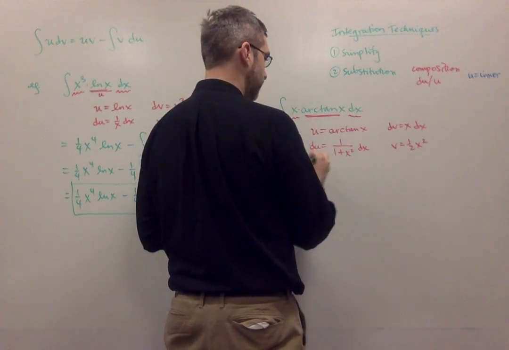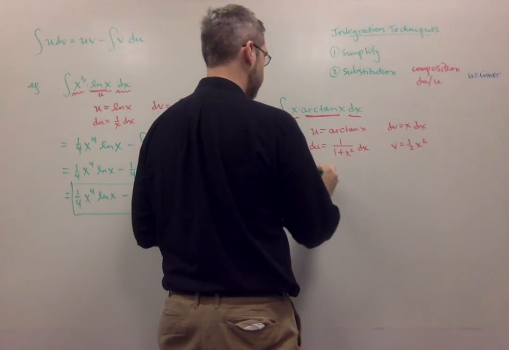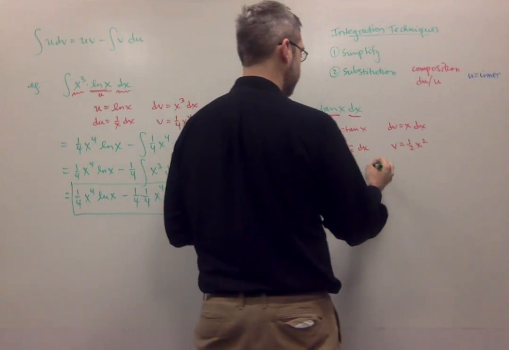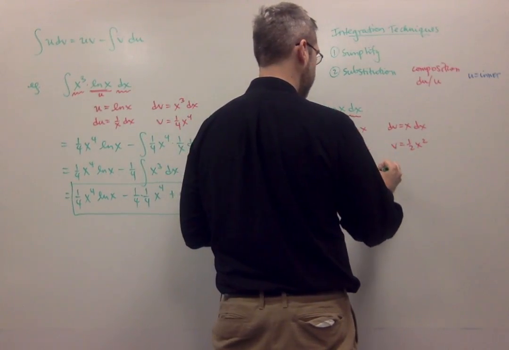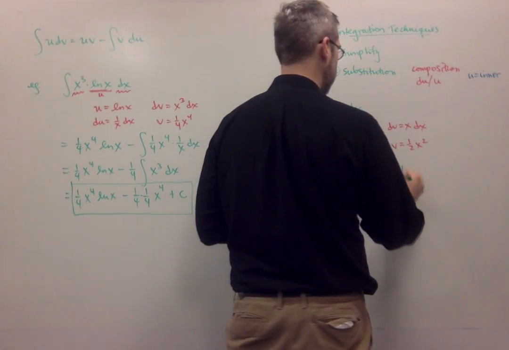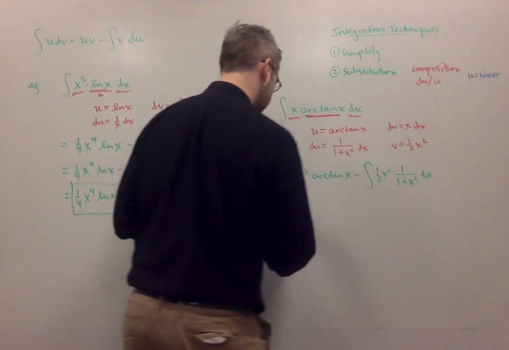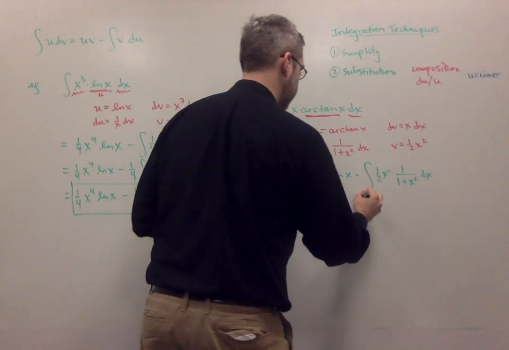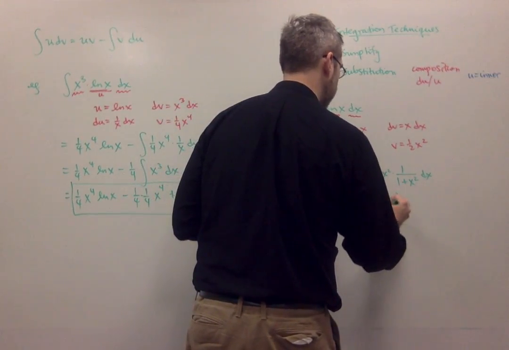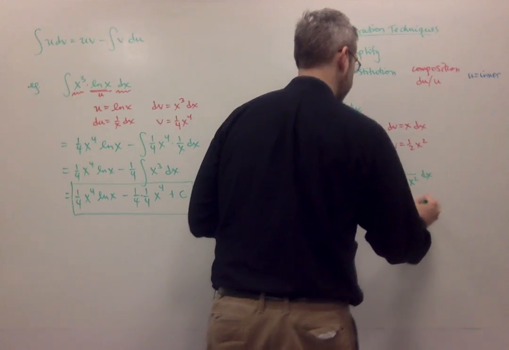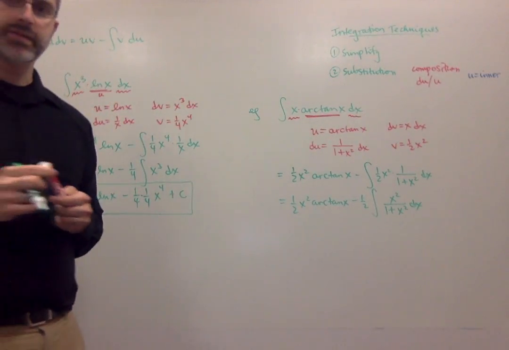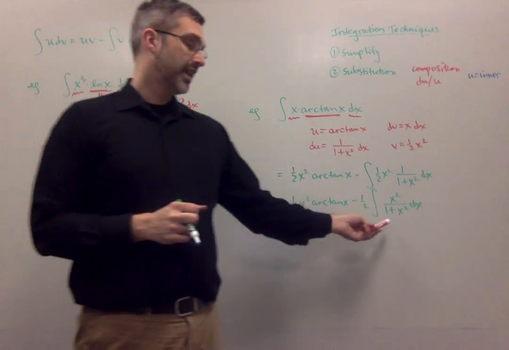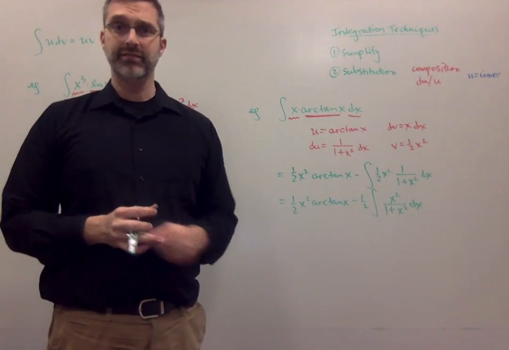So my integral is going to be u times v, 1/2 x squared arctangent x, minus the integral of v du. In other words, let's pull out that 1/2. I've got x squared over 1 plus x squared dx. Okay? Now the question I have to ask myself is, is this integral better than this one? Well, this one doesn't have an arctangent, so it's almost automatically better than that one.